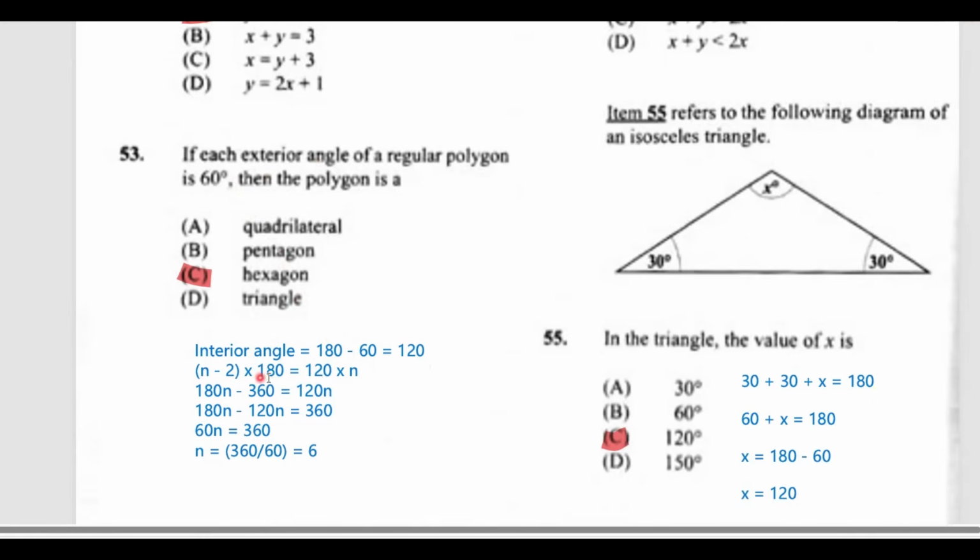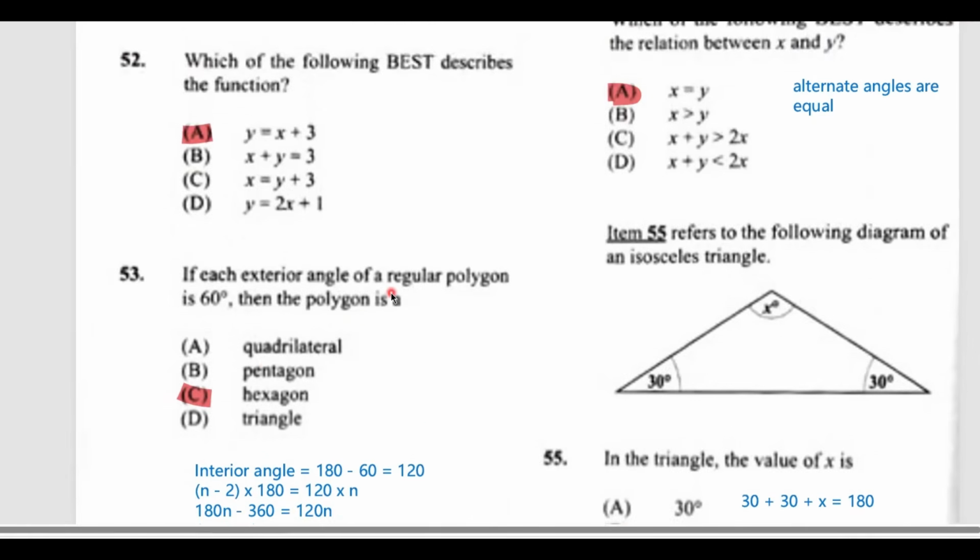180n minus 360 equals 120n. Carry the minus 360 to your right, it becomes positive 360. Carry the 120n to your left, it becomes minus 120n. 180n minus 120n will give 60n equals 360. Then you divide 360 by 60 to get 6 sides. The polygon that accounts to 6 sides is a hexagon.